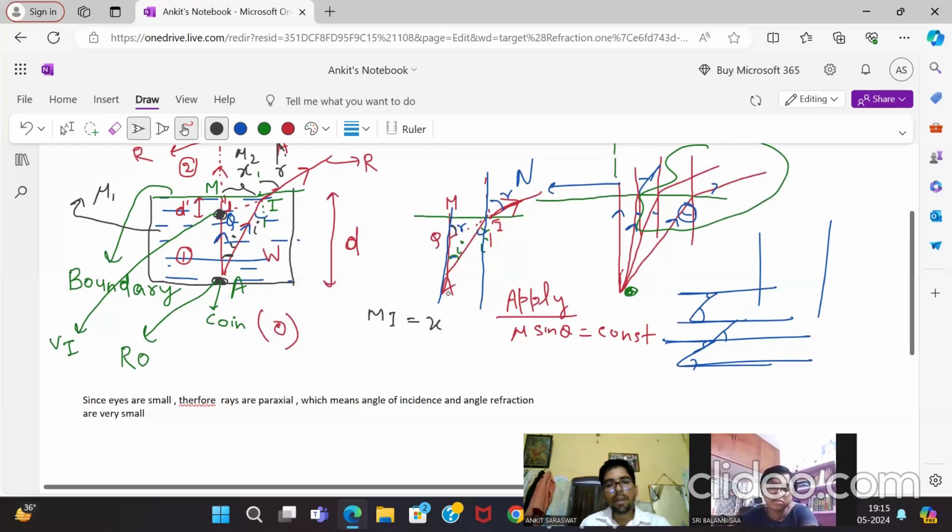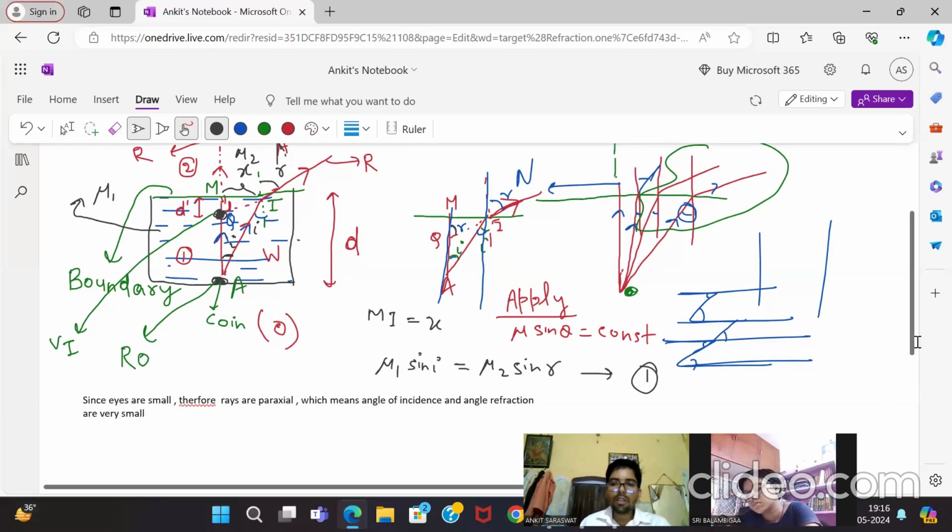Clear? Now apply Snell's law. Mu1 sine theta, how much? Sine I. In the first medium you have applied Snell's law. It is equal to, apply the same in the second medium, mu2 sine R. Are you understanding how I am applying Snell's law? Yes, sir. Okay, then it's good. Equation 1.